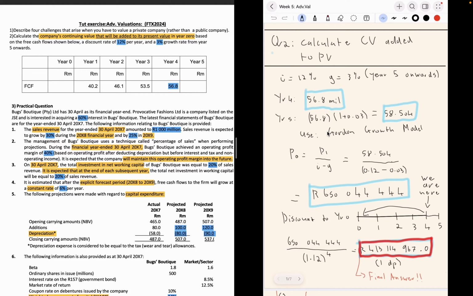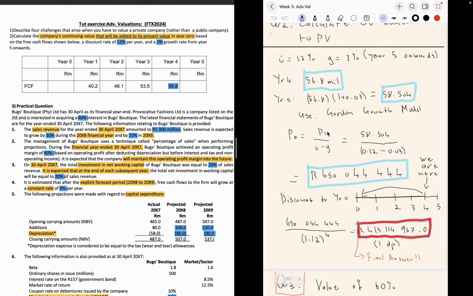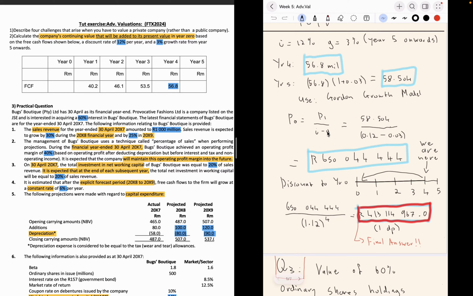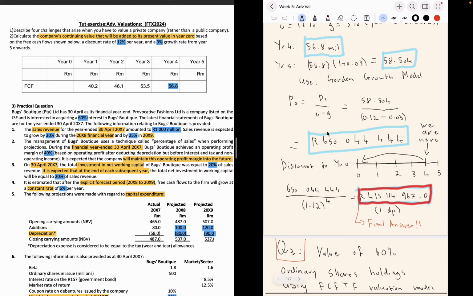And so how do we get the value that we have in year 5? So we take that 56.8, we grow it by 3%, so we multiply by 1.03, that gives us 58.504. And then here we're going to use the Gordon growth model. So P of 0 equals D1 over I minus G. So D1 is our 58.504, so we see it as a dividend in the next year. And then I is 12%, that's what they told us, that's a discount rate. And then G is a growth rate, 3%. So we do that calculation, we get a value of 650,044,444. Then we have to discount it to year 0.